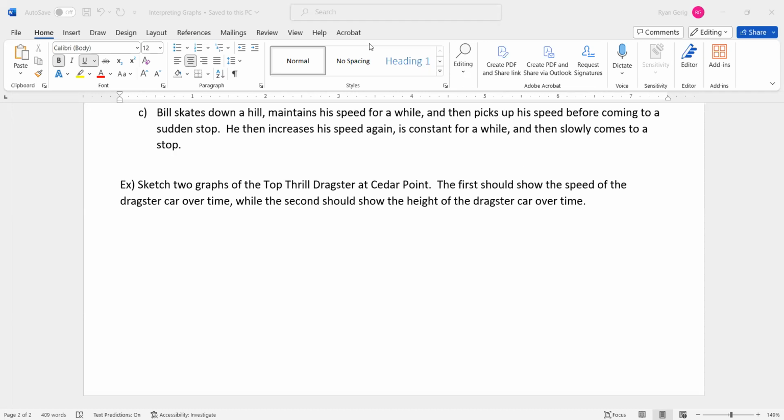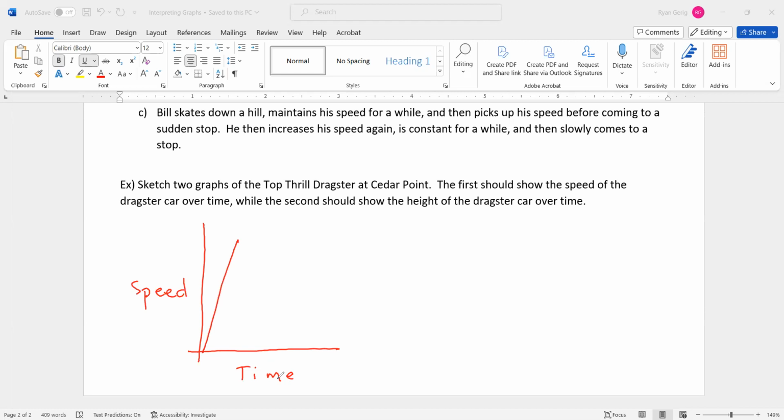That's it. So we're going to draw two graphs. The first one's going to be time, and the y-axis for the first graph is going to be speed. So you're starting at 0, so you start on the x-axis. And it shoots you off really fast. So you go really fast, really quick.